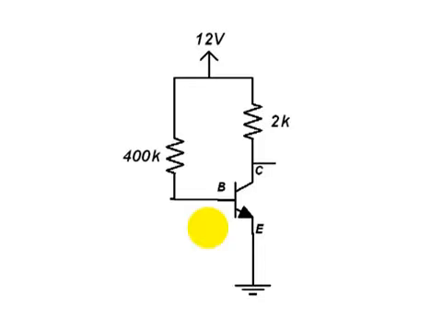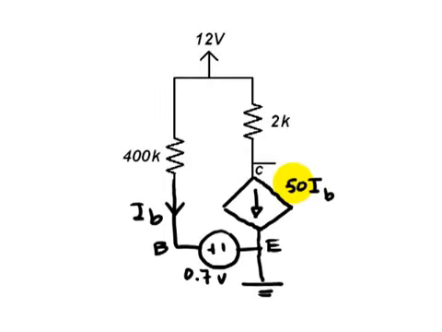The first thing will be to replace the transistor, this one, by its linear mode equivalent circuit, like so. We still identify the base, the emitter, and the collector.